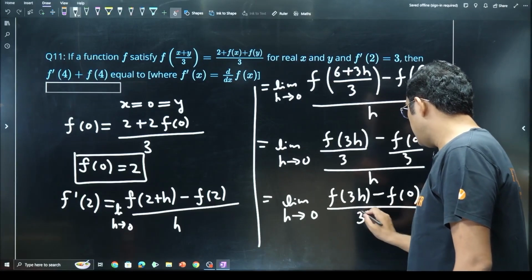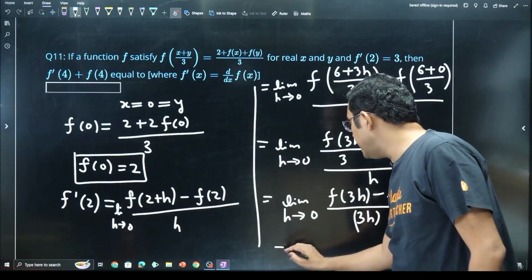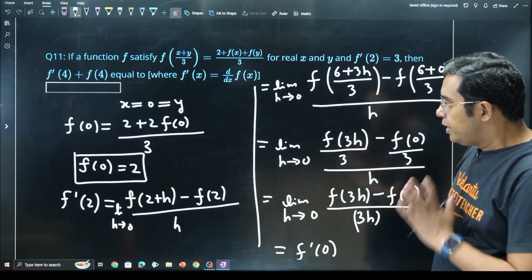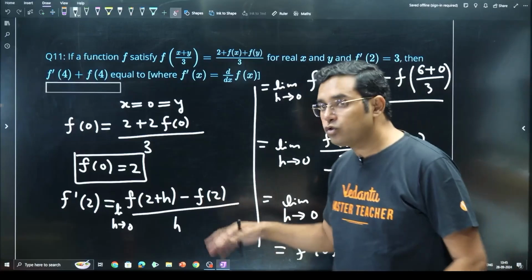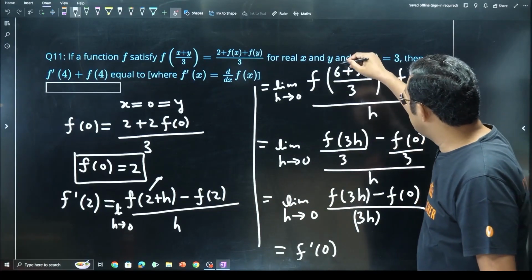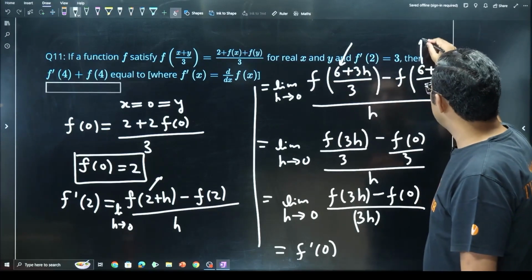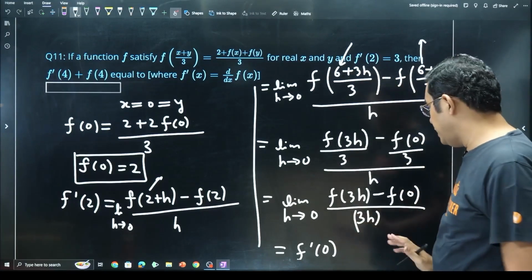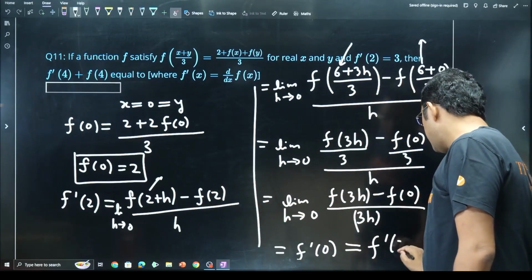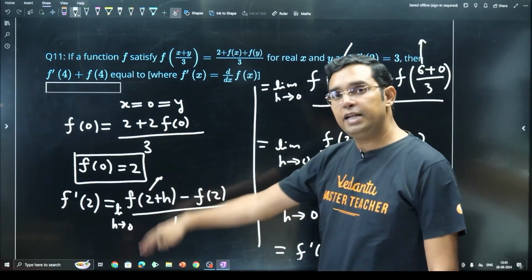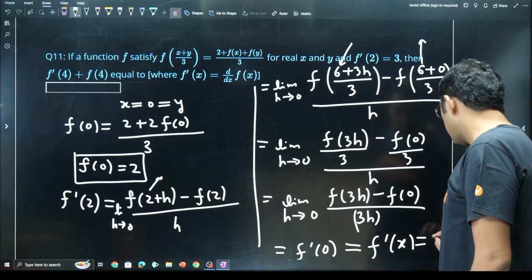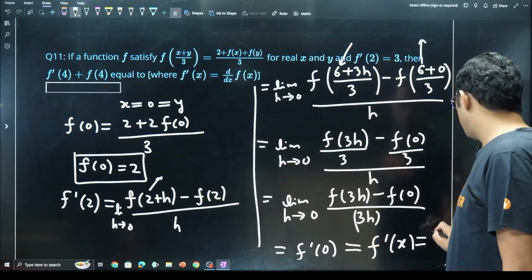Now this expression is actually the expression of the derivative of the function at 0, f dash 0. You can see if it was not 2 but x also, then everywhere this would have been 3x, and we would be getting the same expression here. That means if we do similar calculation, we will find that the derivative at 0, or at any x, will be the same, and that is possible only if it's a linear function and the f dash x value is equal to 3.